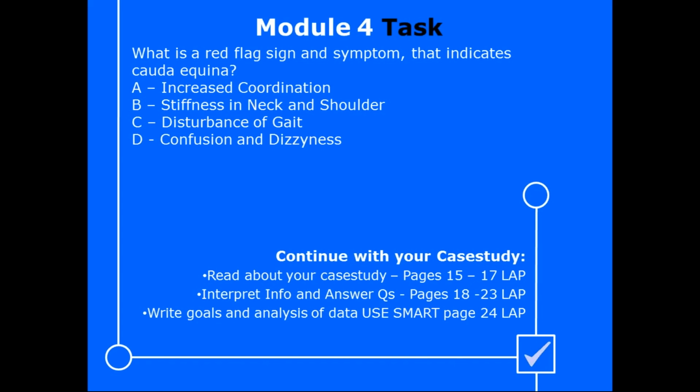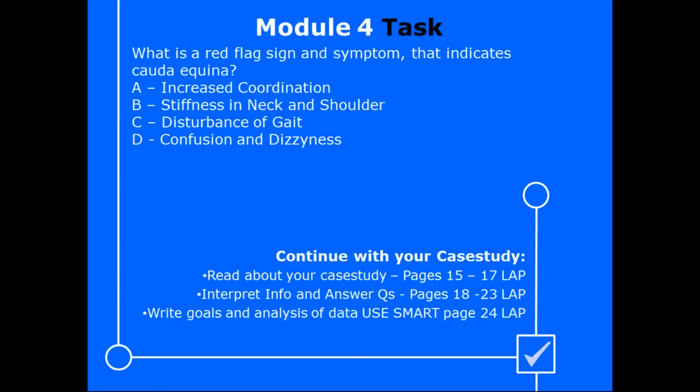So then the tasks from here. The tasks that I'd like you to do ready for the next week, when we go into Module 5, is to start diving into your case study in a little bit more detail. Ideally, continue with that case study. If you turn to pages 15 to 17 of your LAP, it will allow you to read about your case study and everything about her, about what her back pain is, and you can start classifying whether you think she's got non-specific low back pain or specific low back pain.